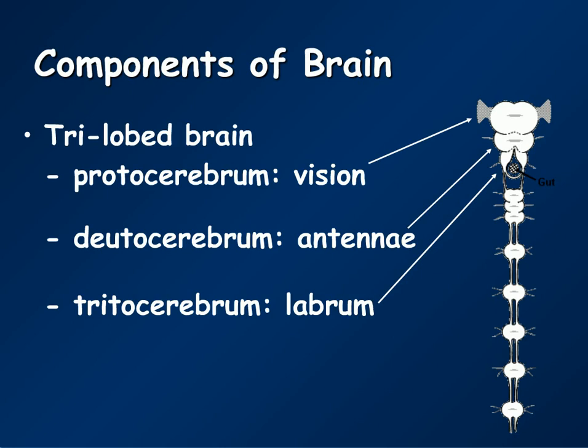So the insect's brain, which is located in their head, is trilobed. So it contains three different sections: the protocerebrum, which controls their vision, the deuterocerebrum, which controls their antennae, and the tritocerebrum, which controls their labrum, or that upper lip section.